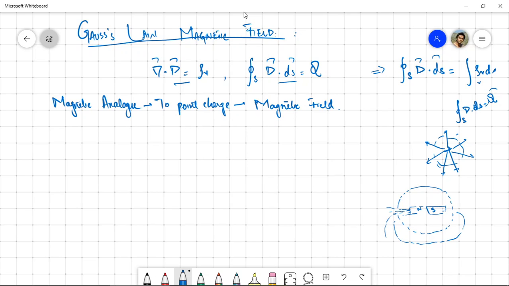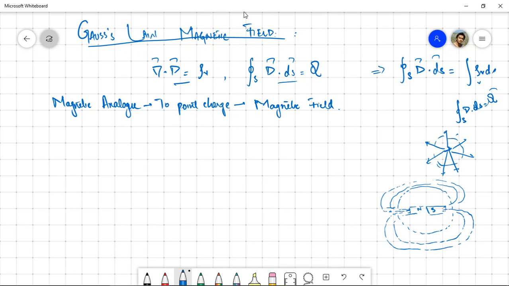So as we know that these lines are always going to be in the form of closed loop, it means that whatever line will leave this surface will come back through this surface from opposite direction. So it means that if we take an integral of this whole closed surface, the number of lines that are leaving this surface will be equal to the number of lines that are entering this surface.